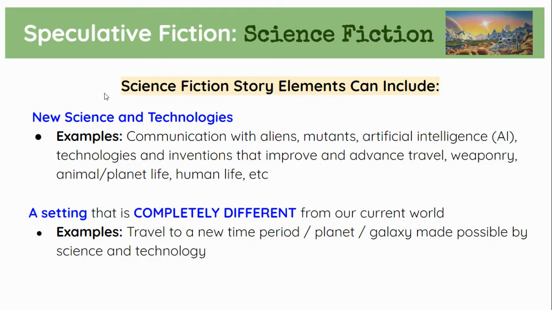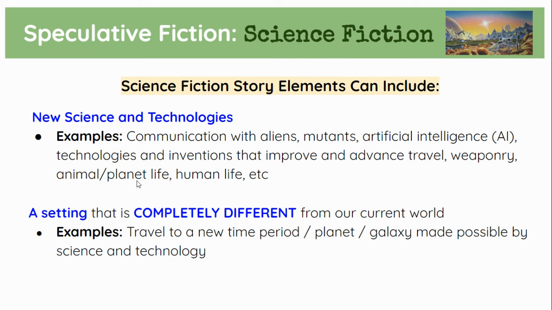The next type of speculative fiction is science fiction. Science fiction story elements can include new science and technologies. Examples: communication with aliens, mutants, artificial intelligence, which is sometimes just called AI, technologies and inventions that improve and advance travel, weaponry, animal, planet life, human life, etc.